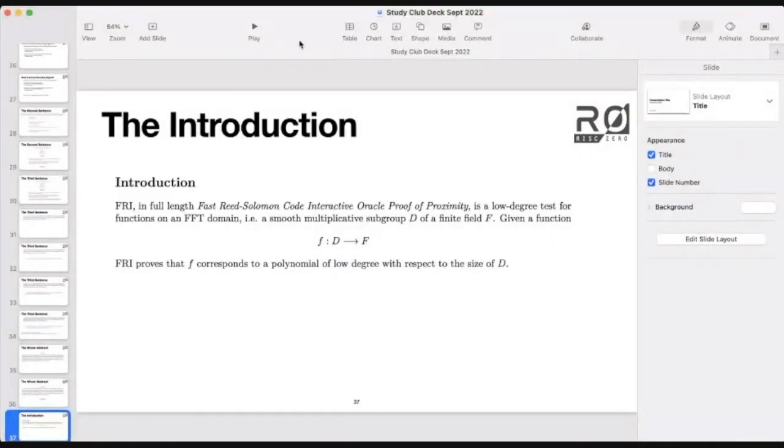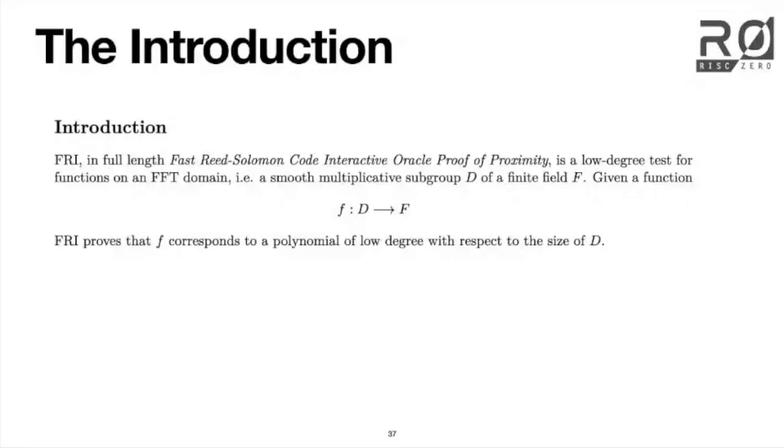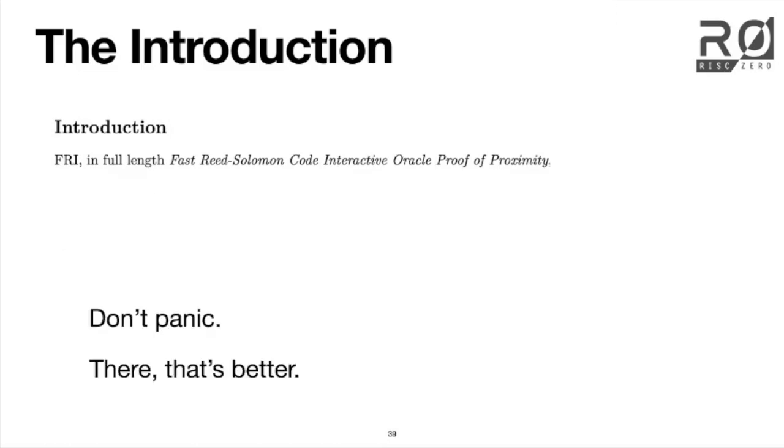Okay, we're in good shape on time. Sorry, I popped out to check time. So we got through the abstract, more or less. Here's the first sentence of the paper itself, which is scary. It's less scary if you take away most of the scary words and symbols, but it's still kind of scary. Fast Reed-Solomon code interactive oracle proof of proximity is the acronym.